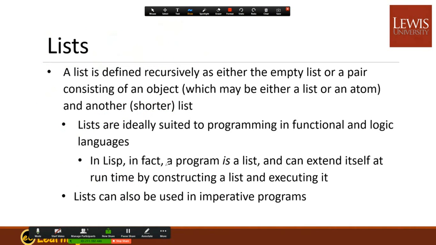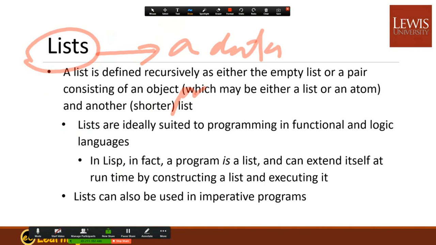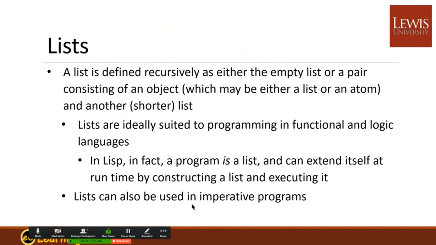And in this, in fact, a program is a list and can extend itself at runtime by constructing a list and executing it. And the list can be used in imperative programs. And same thing in Python, a list can be data, can be a program, as long as you convert it to some proper function or something. So the Python language is very similar to Lisp in fact, and it can also support functional programming.